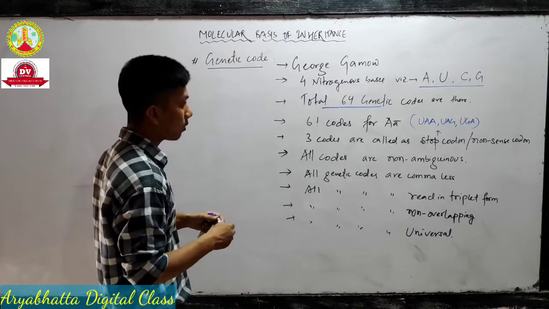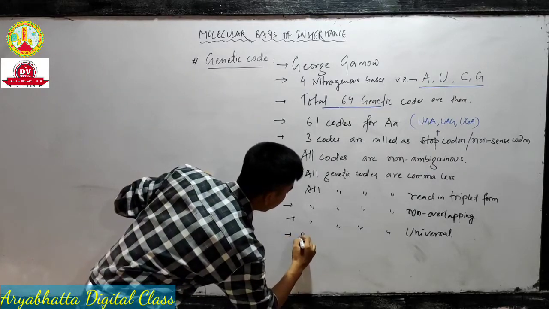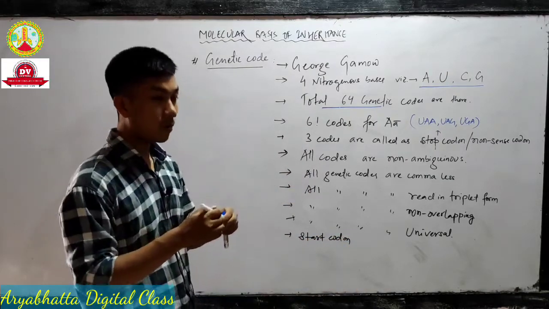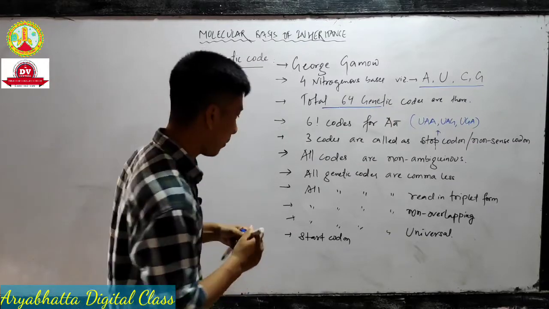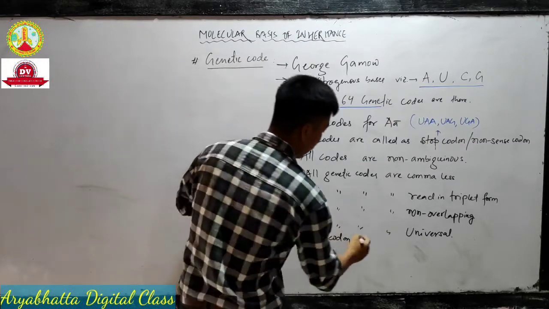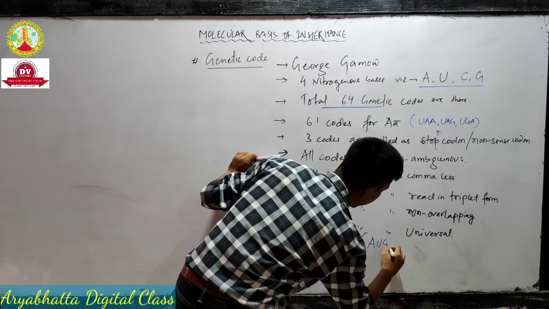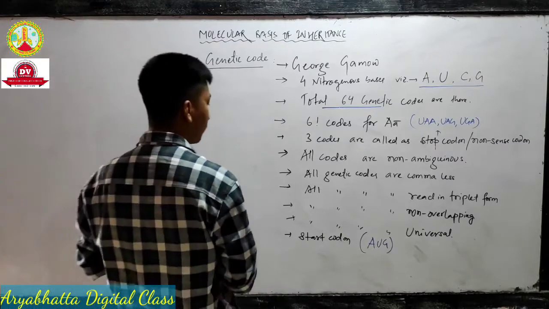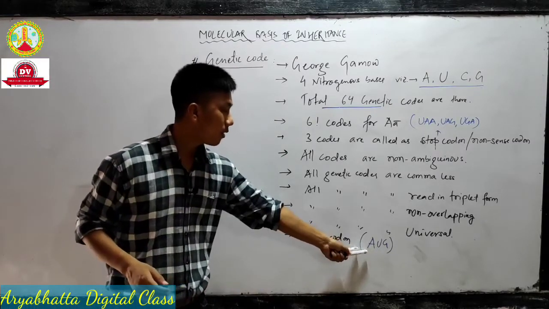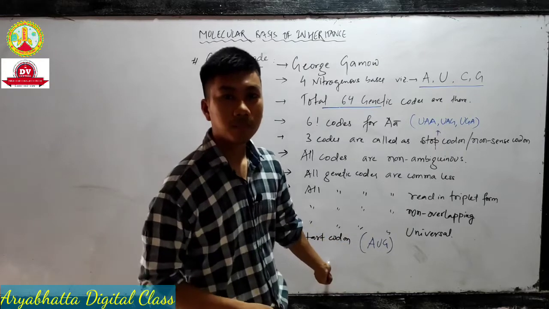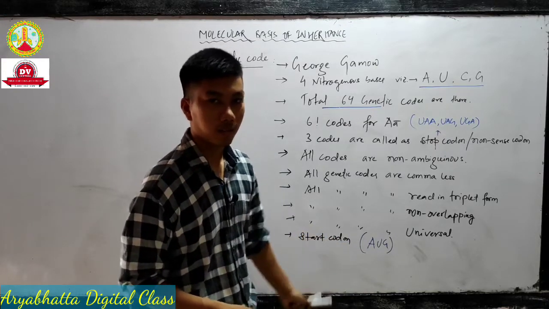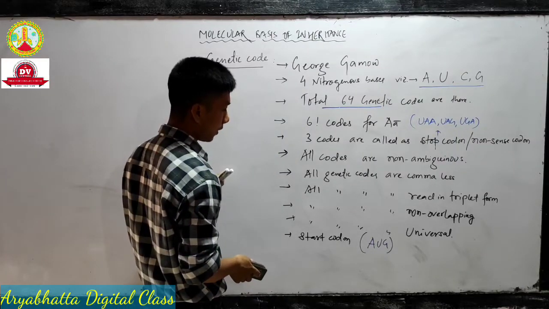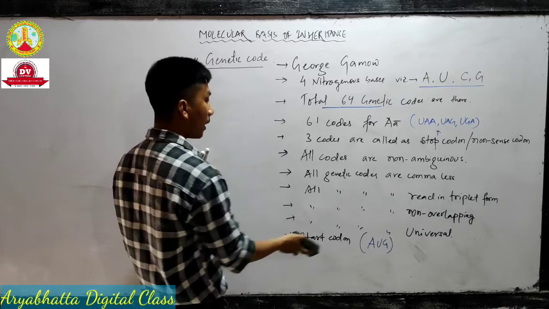Now one more thing: the start codon. Let me write an example of a start codon. The start codon is the first codon that comes and binds with the amino acid. The example is AUG, the first codon. That is the example of a start codon. This question came this year, but some students were unable to answer it. So, AUG.